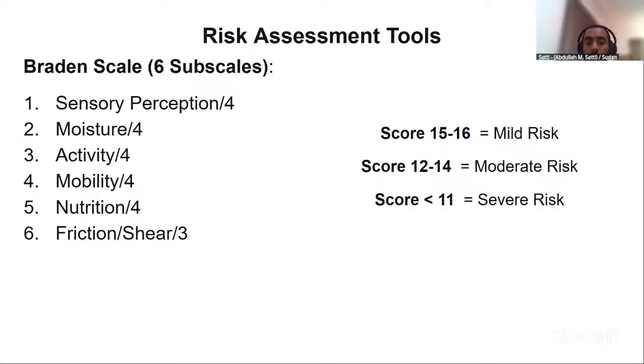If the patient gets a score of 16 to 15 points, there is a mild risk that this patient is going to have a pressure ulcer. And if it was less than 11, this is a very strong indicator that this patient is going to have a pressure ulcer. For example, if the sensory perception is very low, you give a point of 1. The activity is very low, you give a point of 1. The mobility is very low, you give a point of 1, and so on.